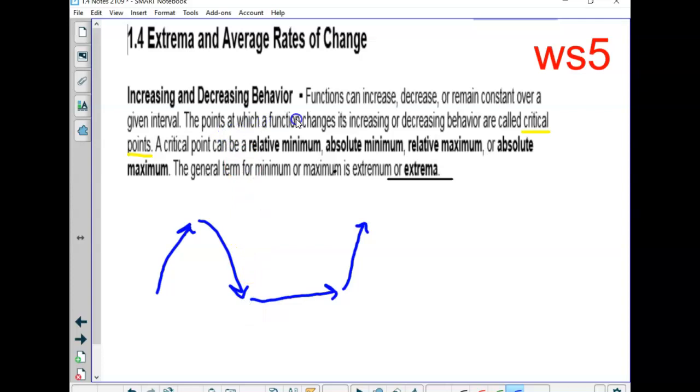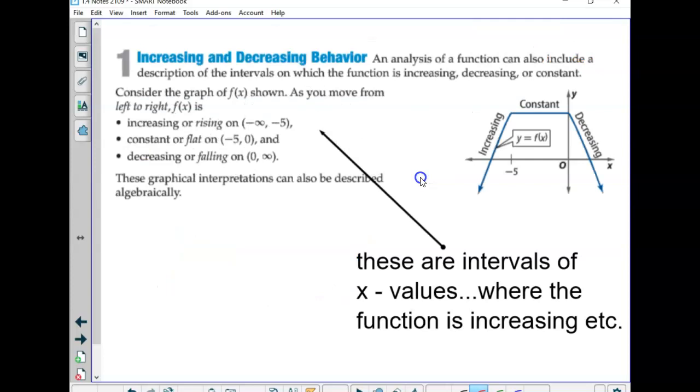Okay, the points at which a function changes, increasing to decreasing, or the other way around, are called critical points. Critical points can be relative minimums, absolute minimums, relative maximums, or absolute maximums. The generic term is extrema. It might say find the extrema. It means find all the maxes and mins. And we're going to talk about relative and absolute here in a second.